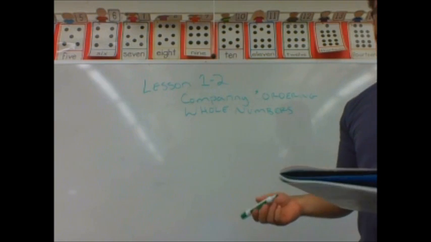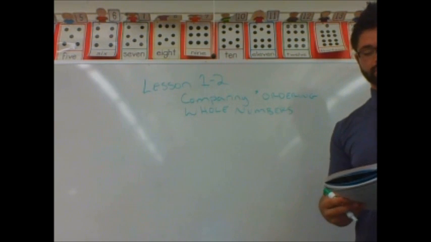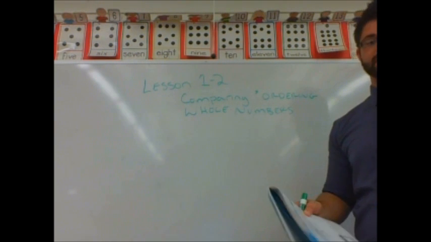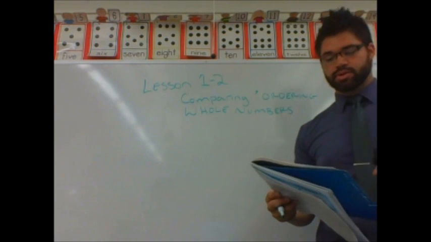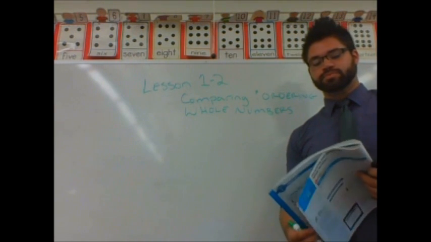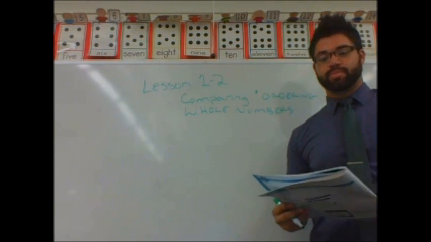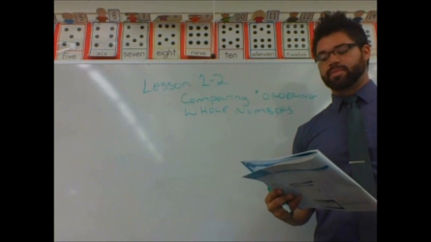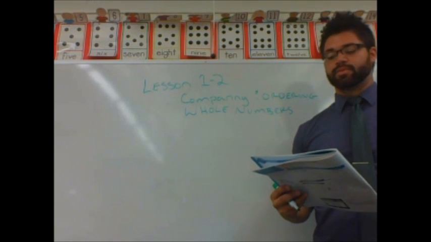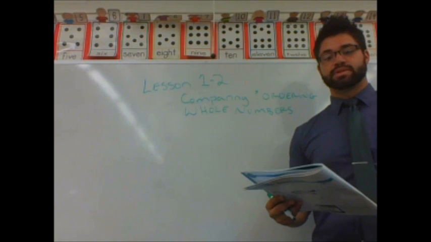Do lesson 1, 2, and it's going to be over comparing and ordering whole numbers. We're going to use the place value that we learned about yesterday to order whole numbers. So you've learned how to compare numbers before. Today we're going to learn how to make comparisons between greater numbers and use inequality signs to show these comparisons.